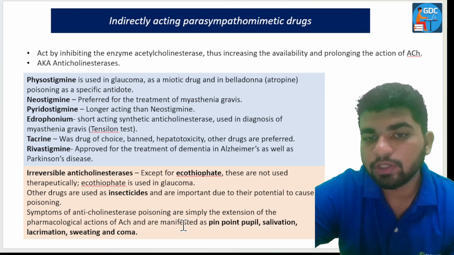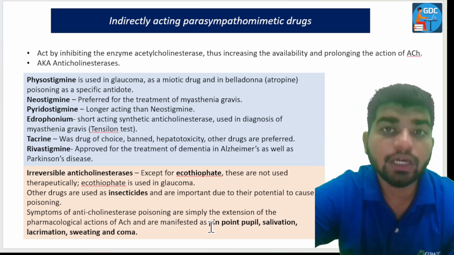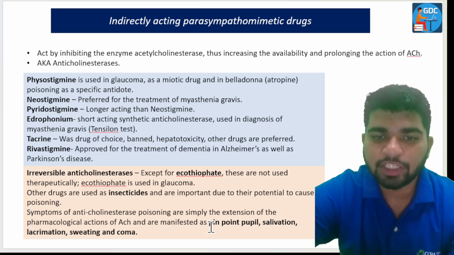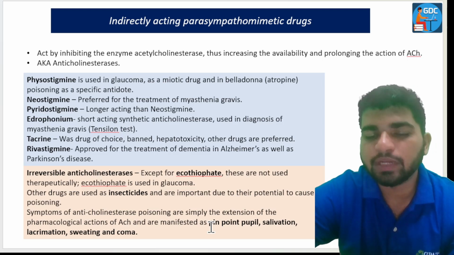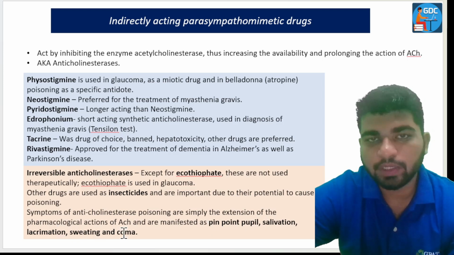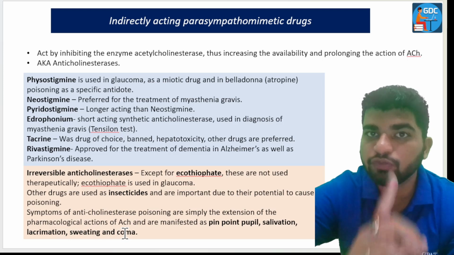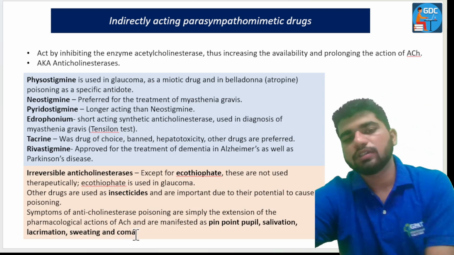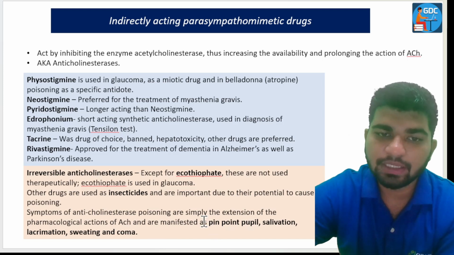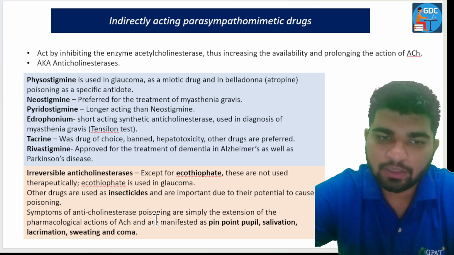So what will it do? It will cause pinpoint pupil. The pupil size will be very decreased because of the constriction of the pupil, because of M3 mediation, M3 which is a Gq mediated receptor. Also salivation, lacrimation, sweating, coma. Apart from that, SLUD: S for salivation, L for lacrimation, U for urination, D for defecation. So these types of manifestations can be seen whenever there is poisoning of anticholinesterases.